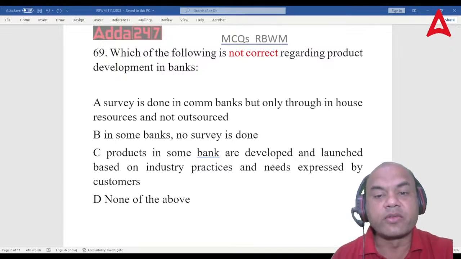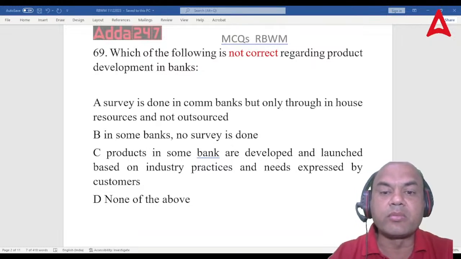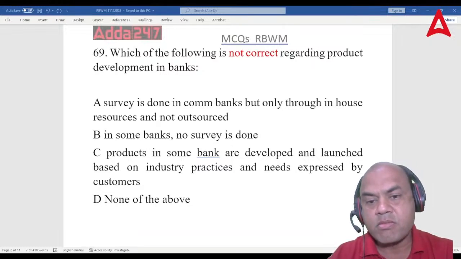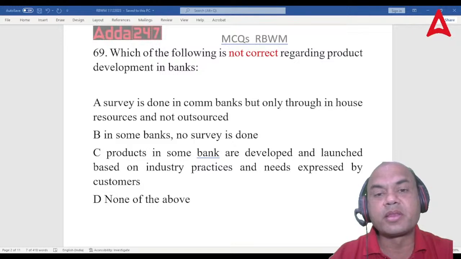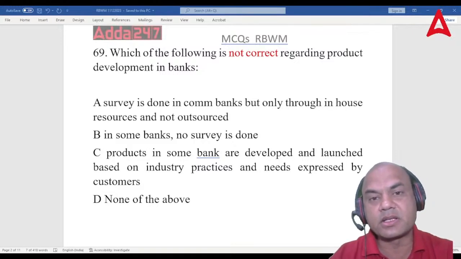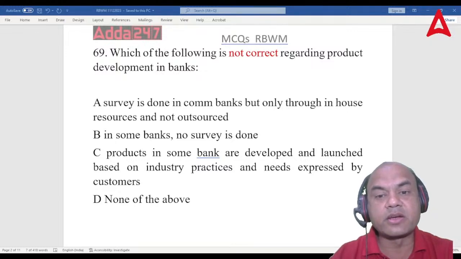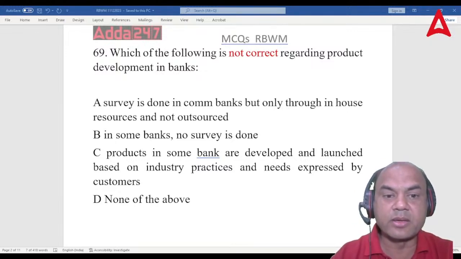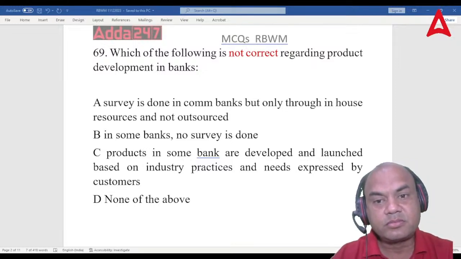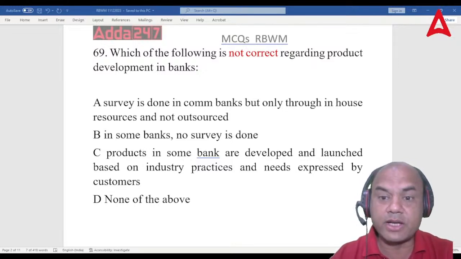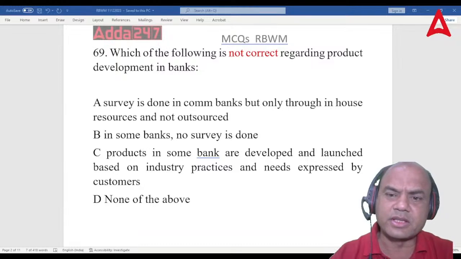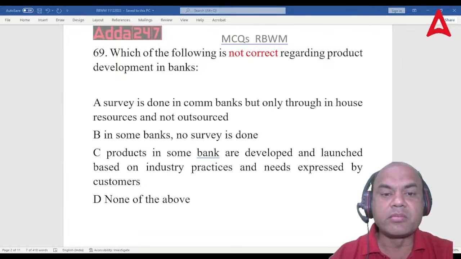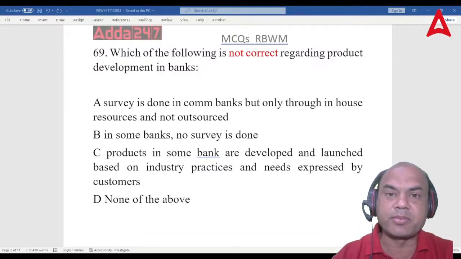See here. Survey is done in commercial banks, but only through in-house resources. So firstly, what are commercial banks? Commercial banks are nationalized plus private. Both the banks are commercial banks. So do the survey in-house. Think over it. Number 2, no survey is done in some banks. So it happens in many of the banks. It happens. Many of the cooperative banks, no survey is done. D, products in some banks are developed and launched based on the industry practices and needs expressed by the customers.